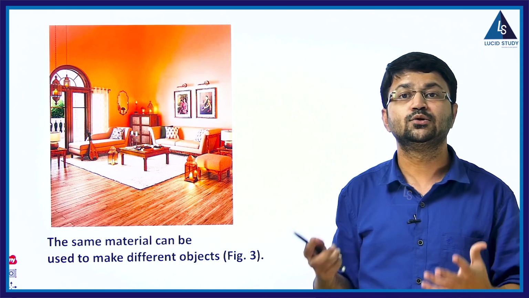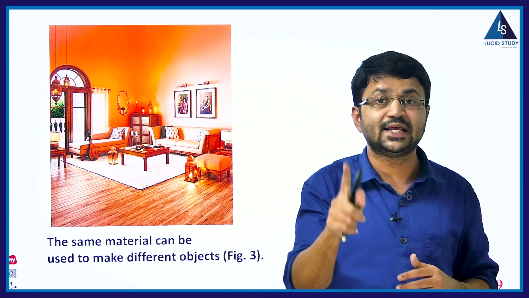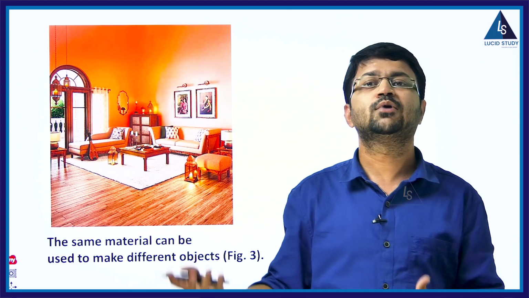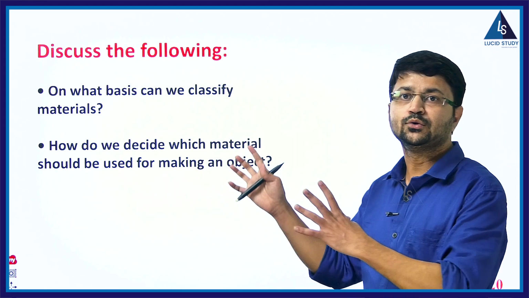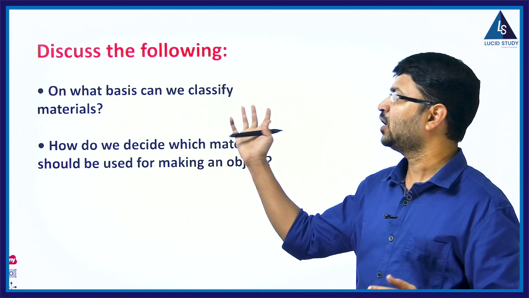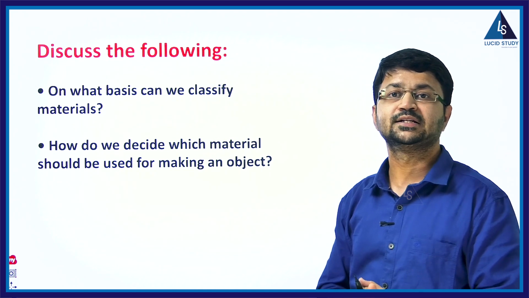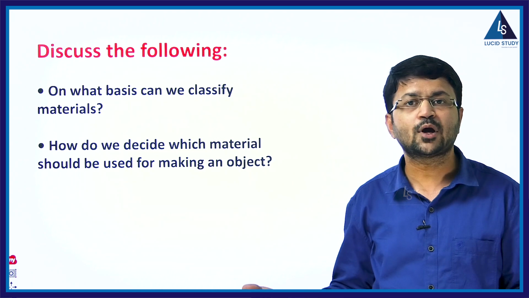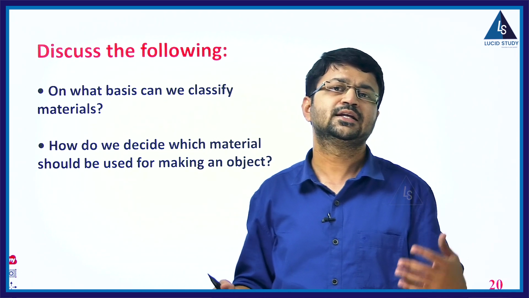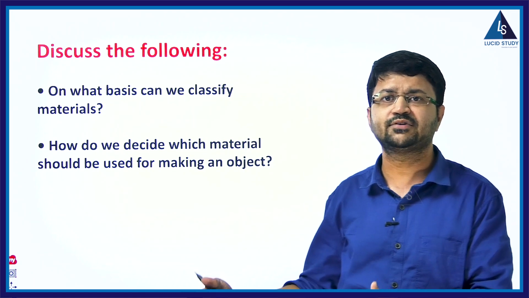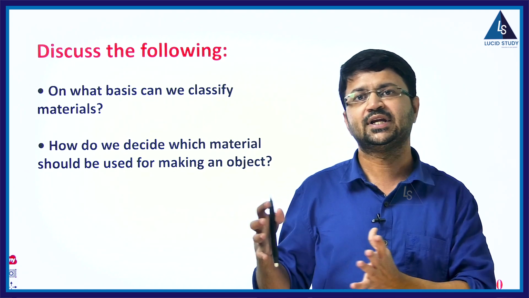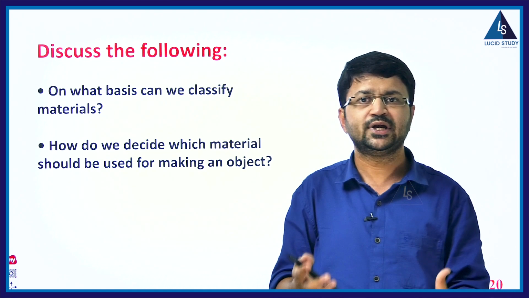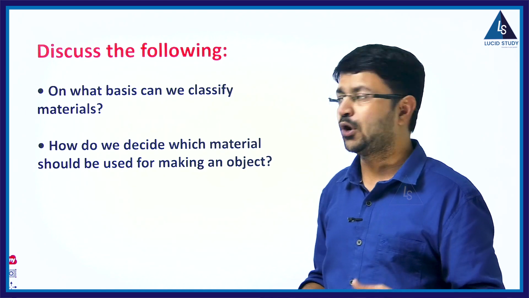That means there are some materials which can be used in order to make more than one object. Now we have to discuss these things. On what basis can we classify the materials? The materials can be classified based upon the properties. We can say some materials are hard, some materials are soft, some materials are shiny, some materials are non-shiny. So on what basis can we classify a material? Based upon the property.